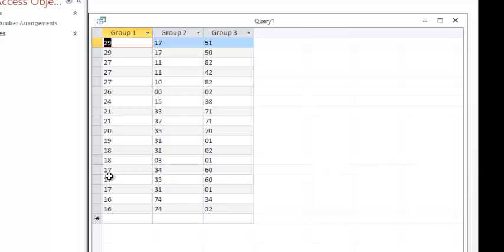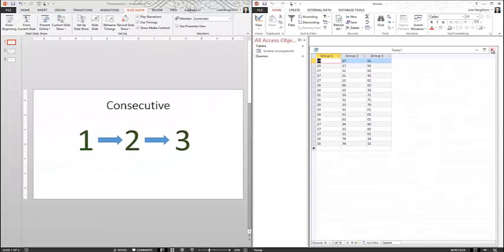The same happens for 17. We have 31, then 33, then 34. The 18s are in numeric order. And then our 27s, we have 10. And then we have two 11s. So our 11, the lowest number is 42. And then the next one is 82. Okay, so that's our consecutive numbers.